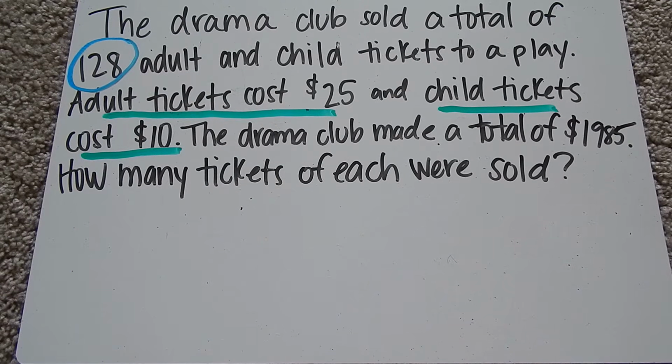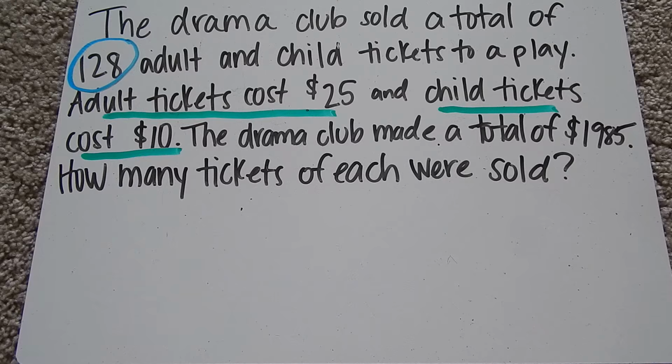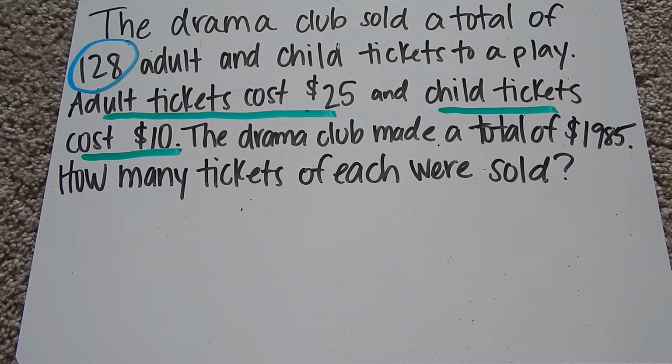The drama club made a total of $1,985. So that is a total, so I'm going to circle it. How many tickets of each were sold? Now, we're not actually going to answer the question, but we're going to set up a system to answer the question. And we could answer it if we wanted to, but this lesson is just over writing.